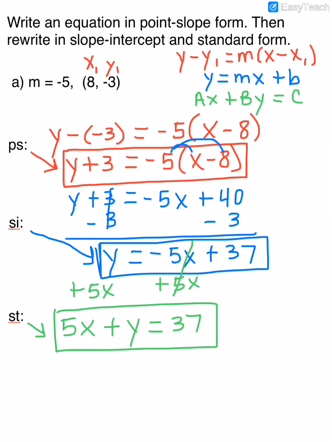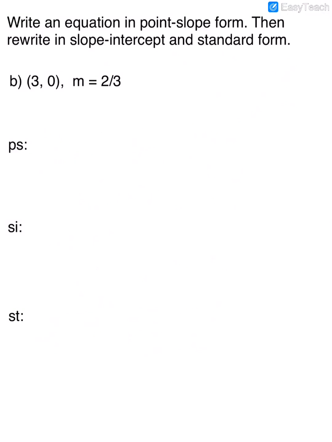All right, let's do another one. My slope here is 2/3 and my y-intercept is 3. Sorry, not my y-intercept, my x-intercept. So I have the point 3, 0 in my line. So I'm going to use point slope form.